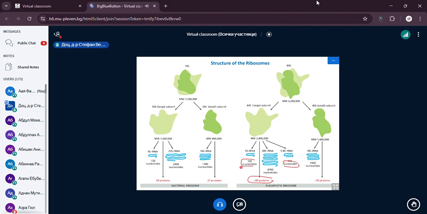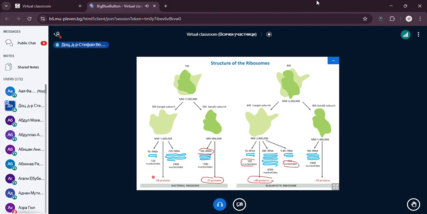What about the large and small subunit of the prokaryotic ribosome? Again, the small subunit contains a single RNA, ribosomal RNA, slightly shorter from the eukaryotic one, 1,540 nucleotides or 16S and around 20 proteins.